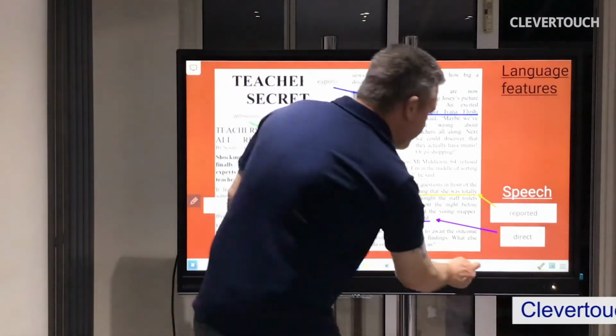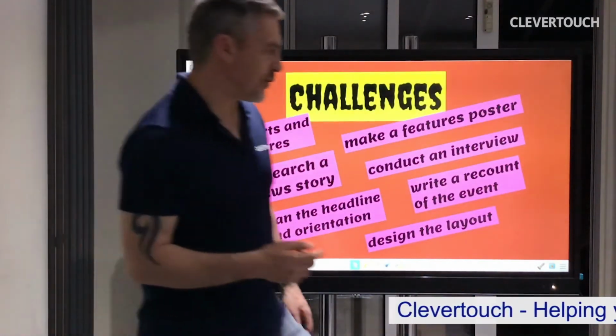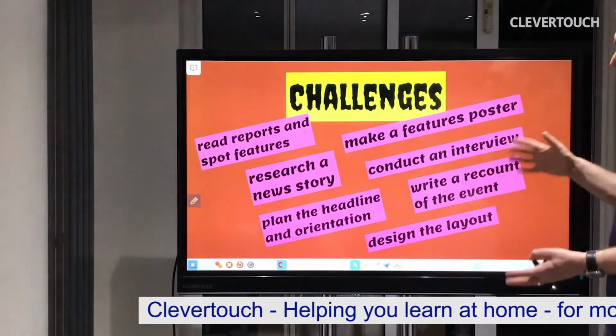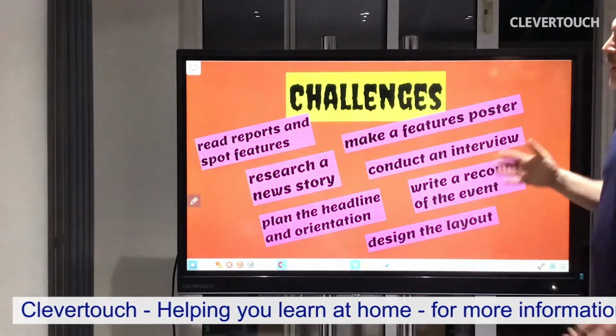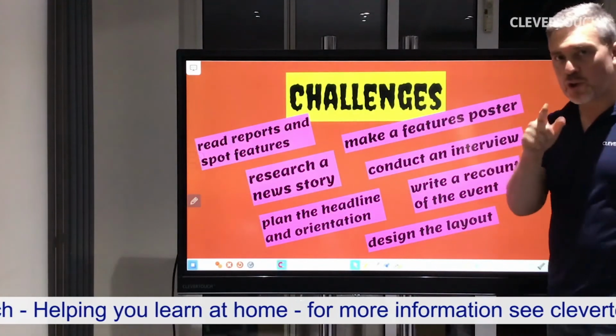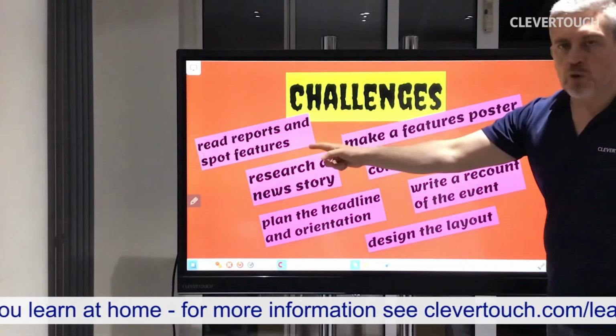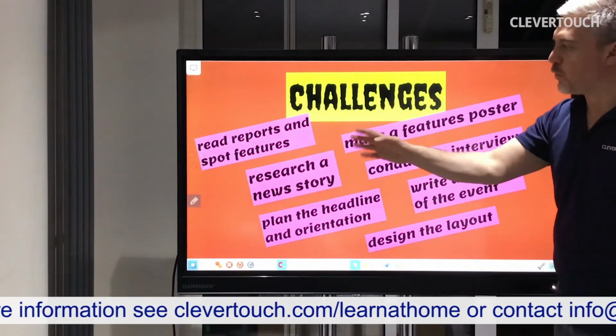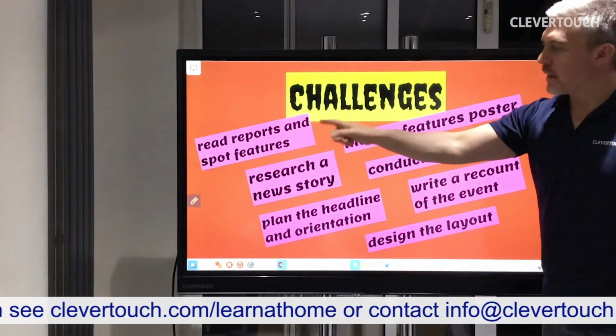Right, now, as for yourselves, what can you do? What challenges can you come up with linking to newspapers? So here's some ideas of things that you could do at home. Read reports. Get newspaper reports and read them. If your mum and dad get a newspaper every day, have a look. Can you see the features?